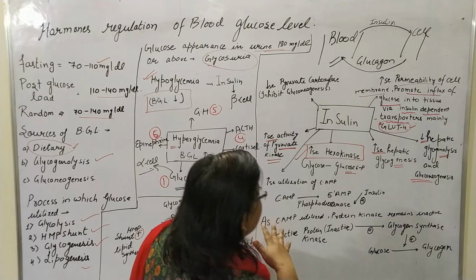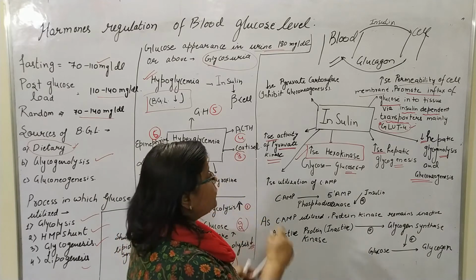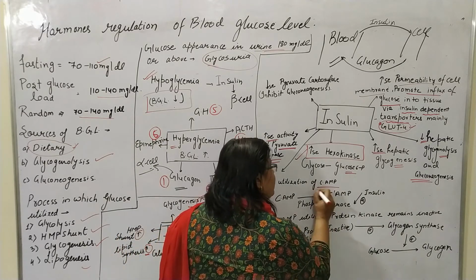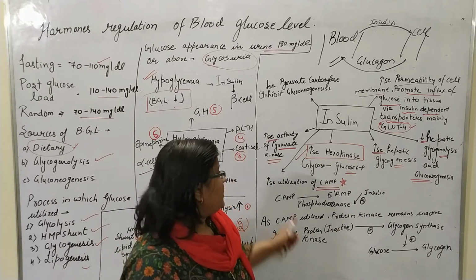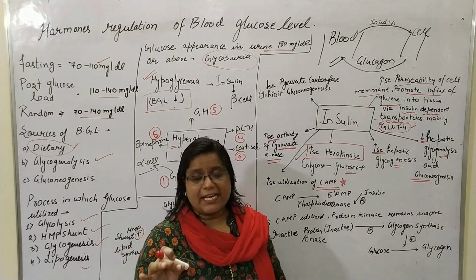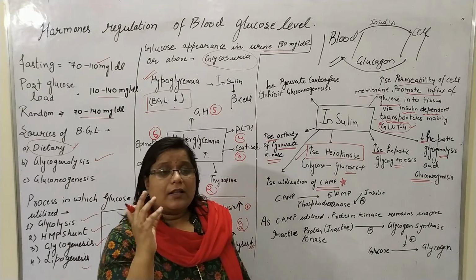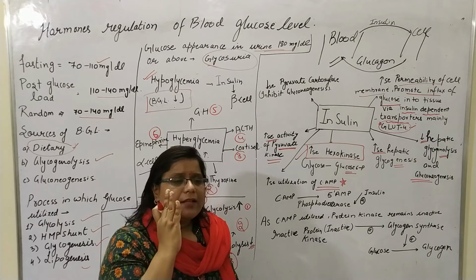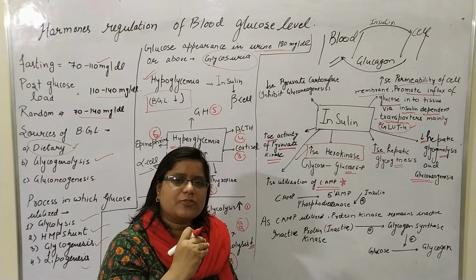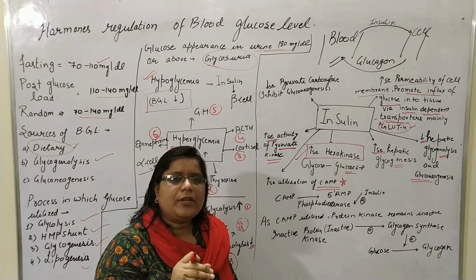Now how will insulin act? It will act by cyclic AMP. Insulin increases the utilization of cyclic AMP. Now one question comes to your mind: how does cyclic AMP work in that insulin mechanism?